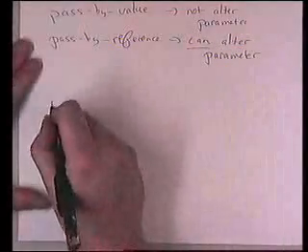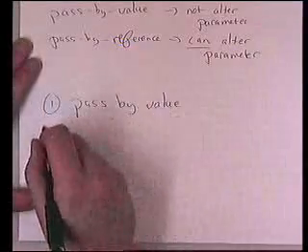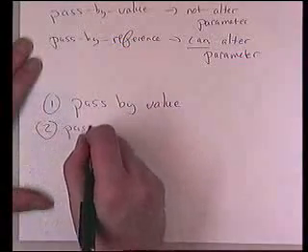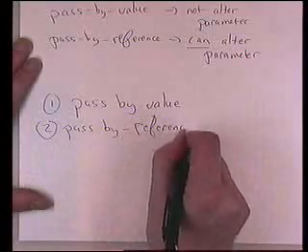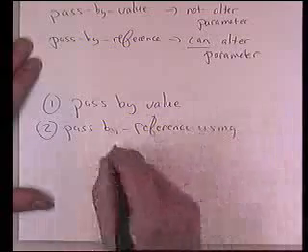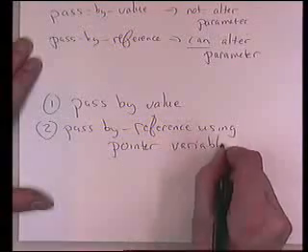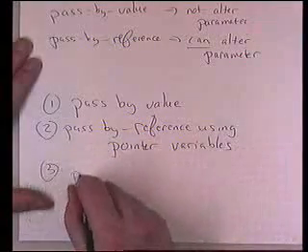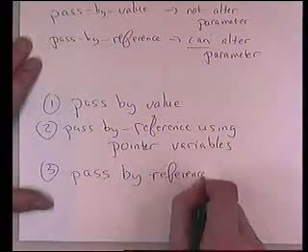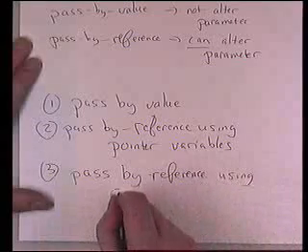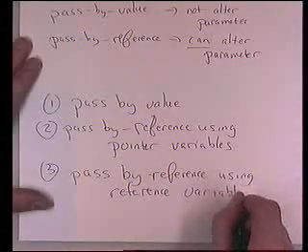And so our first example, of course, we have said is pass by value. If we wanted to be very exact, we might say the second example is pass by reference using pointer variables. And the third example could be known as pass by reference using reference variables.